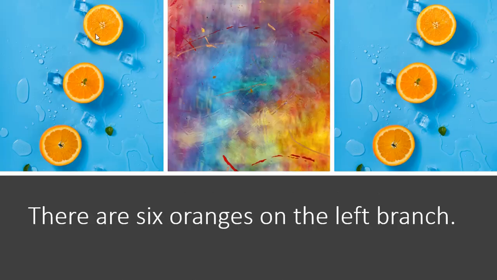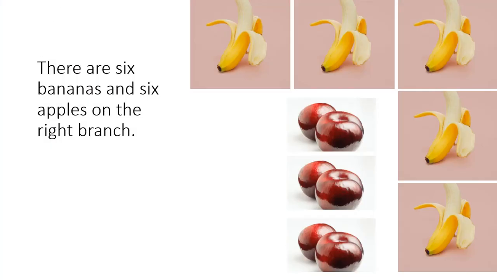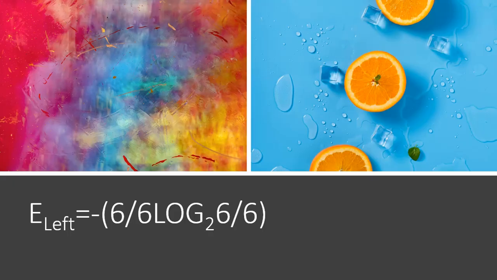On the left branch, there are 6 oranges. And on the right branch, there are 6 bananas and 6 apples. We need to calculate the entropy for the left and the right branch.